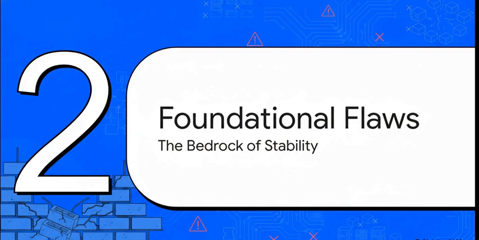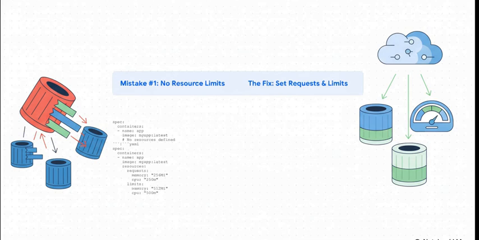All right, on to our first real category, foundational flaws. Getting these wrong is kind of like building a skyscraper on sand. Sooner or later, it's all going to come tumbling down. Mistake number 1, deploying your pods without any resource limits. This is a classic, and it's a complete recipe for disaster. It creates what we call the noisy neighbor problem. One application goes haywire, eats up all the CPU and memory, and starves every other application on that node.